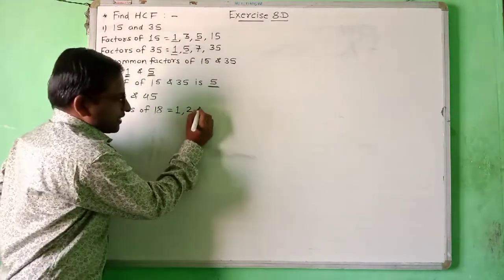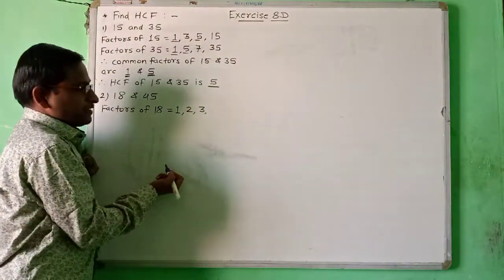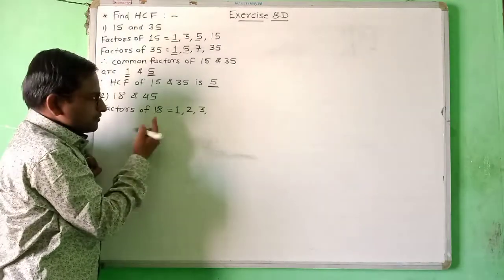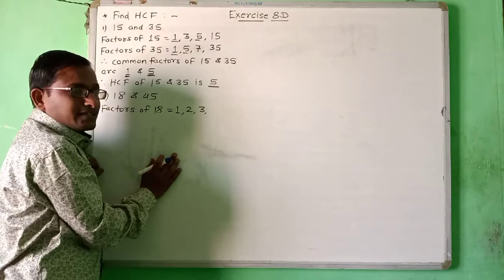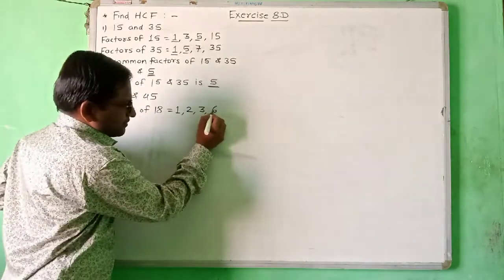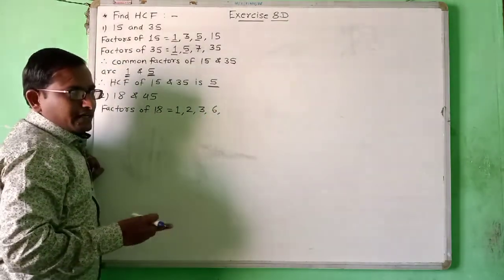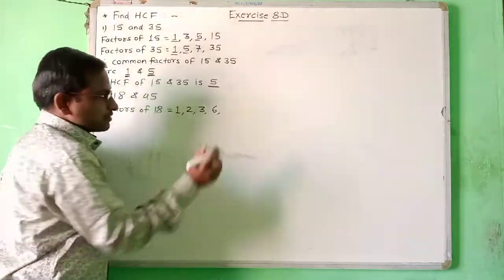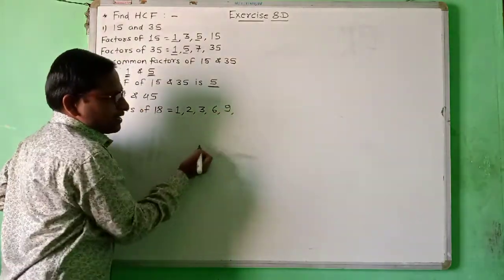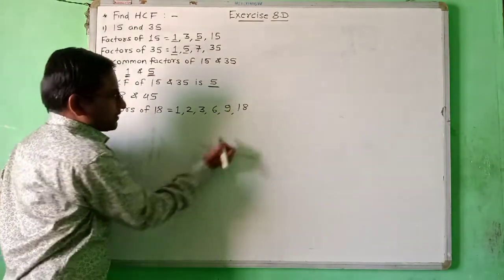Then 3 times 6 is 18, yes. 3 is a factor of 18. Then 4 is not a factor of 18. Then 5 is also not a factor of 18. 6 times 3 is 18. Then 7 and 8 are not factors of 18. Then 9 times 2 is 18. Then 18 times 1 is 18.